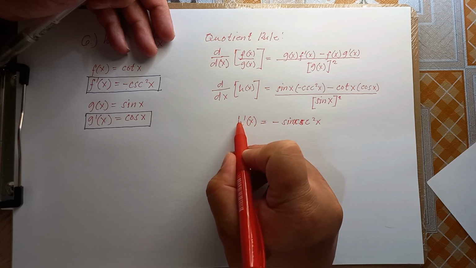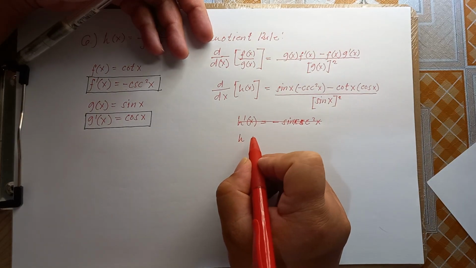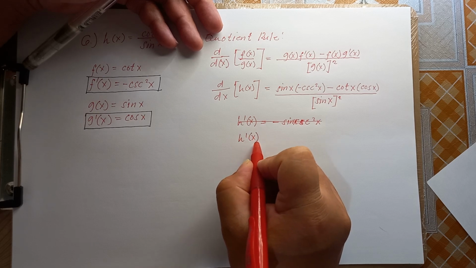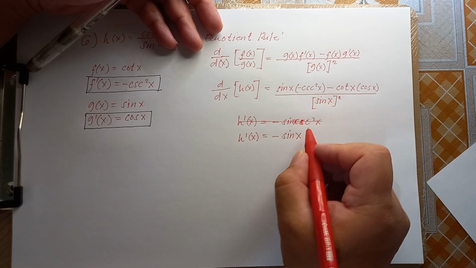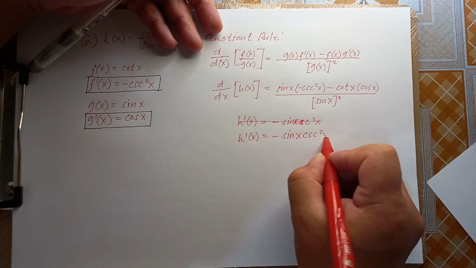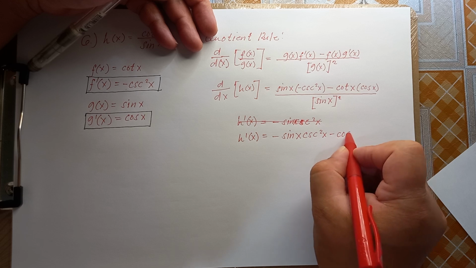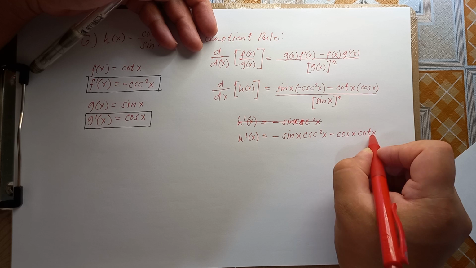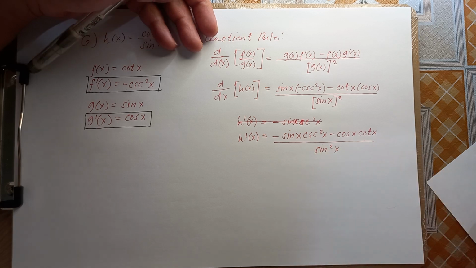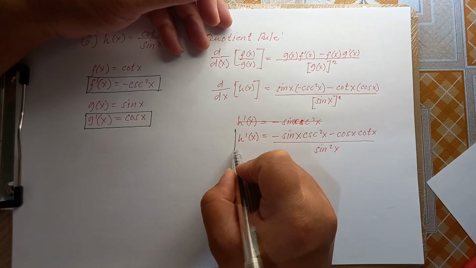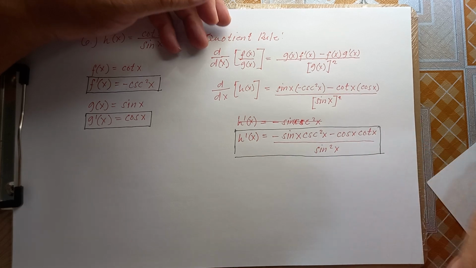So no change. Let's rewrite this one. So we have in here h prime of x is equal to negative sine x cosecant squared x minus, put this one in front, cosine x cotangent x over sine squared x. Okay, so that is the final derivative.